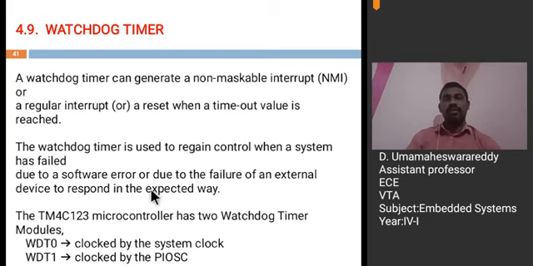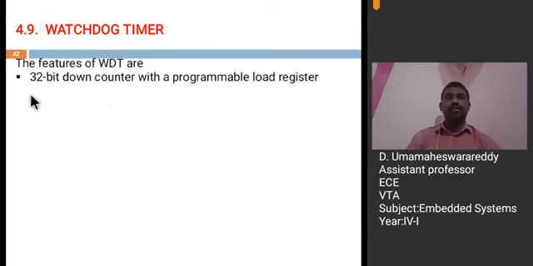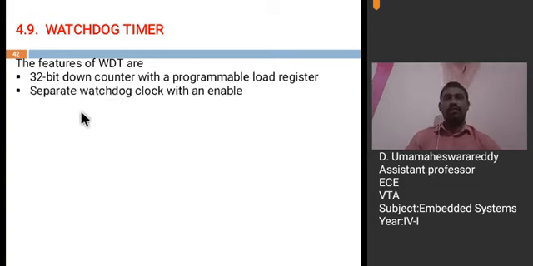And let us discuss some features of the watchdog timer. These are some of the features. It is having a 32-bit down counter with a programmable load register. You can load a value with the help of the load register so that the count begins from that value. And it is having a 32-bit down counter. Down counter means it counts the value from a higher value to a lower value. And it is having a separate watchdog clock width and enable.